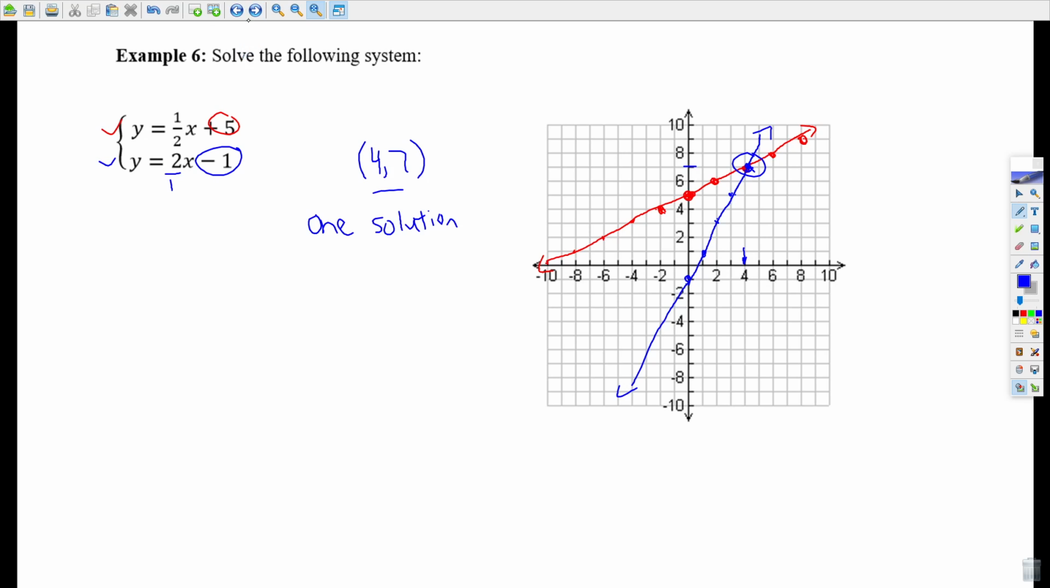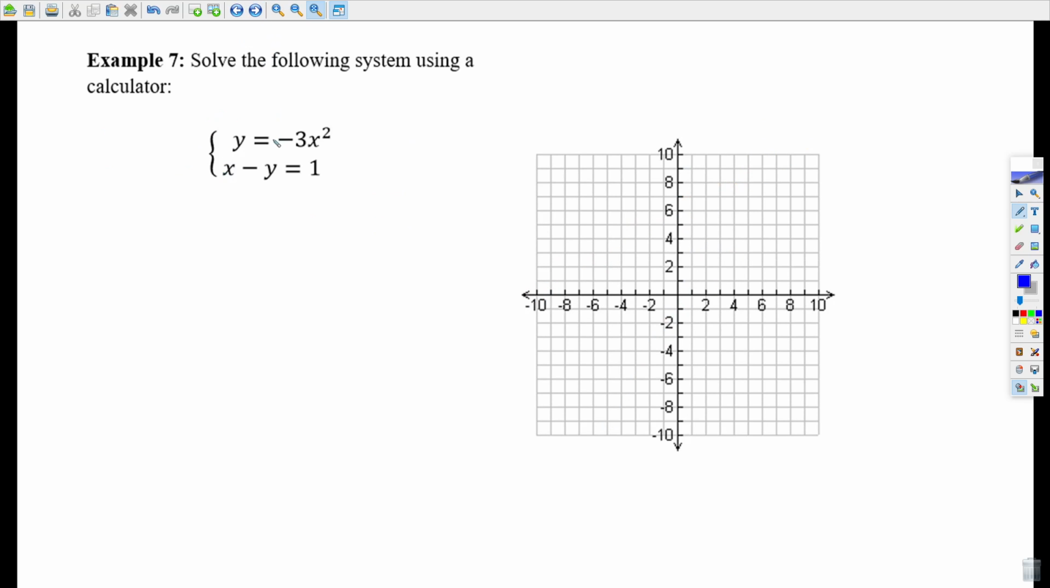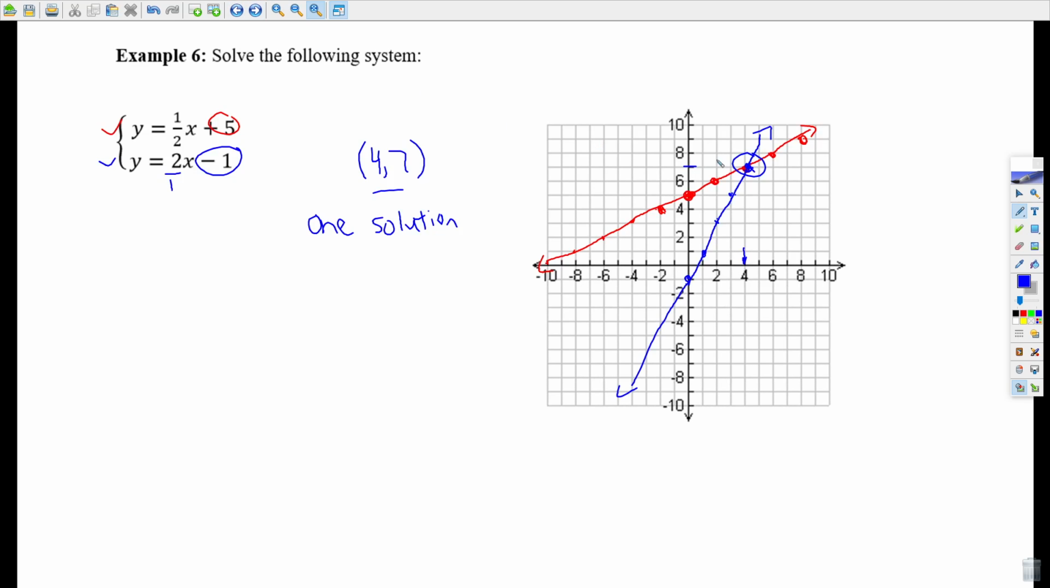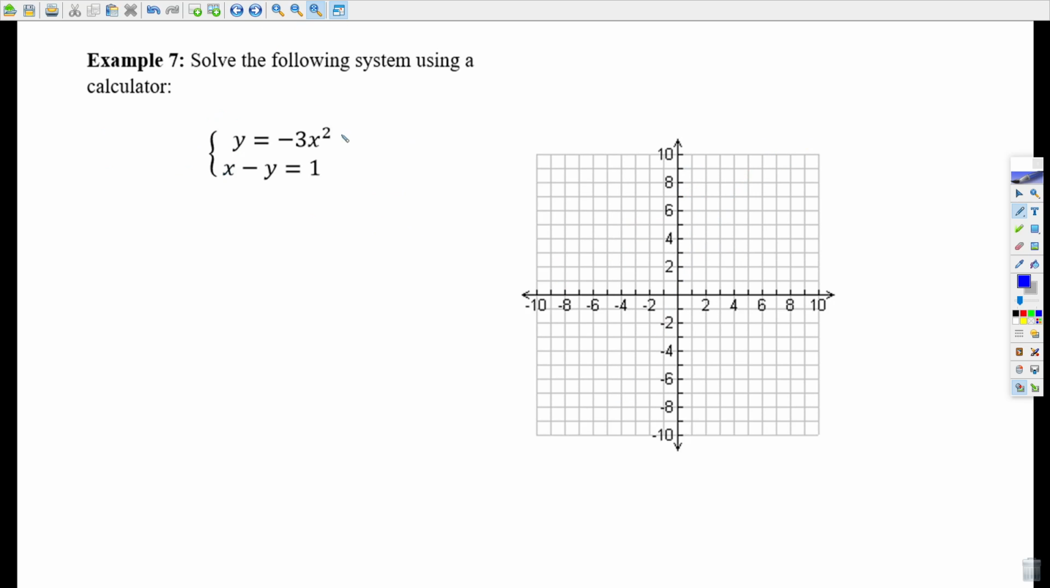So the next one we're going to do is not as easy to see the intersection point because not all the time do they intersect perfectly at these nice points like 4, 7. There could be decimals. So if that happens, we have to do it in the calculator. In this case, I'm going to show you how to do it in Desmos, and later in class, we'll do it in the calculator. So solve the following system using a calculator.